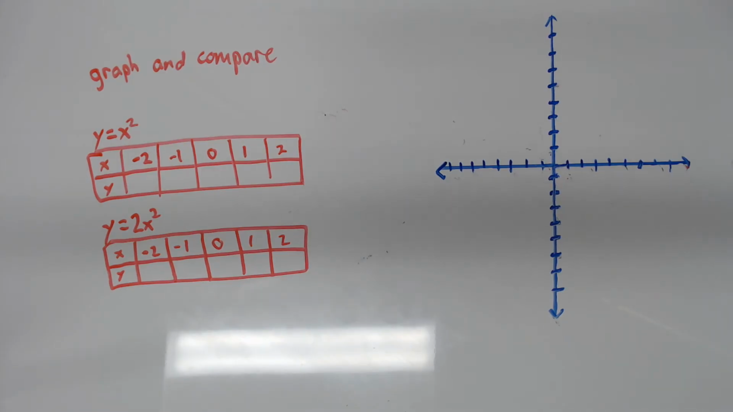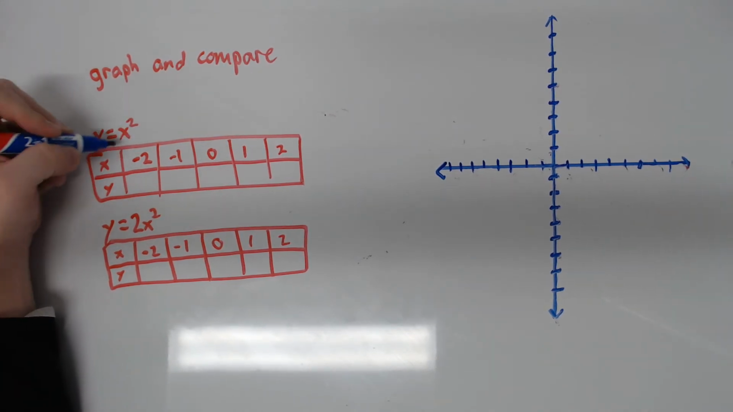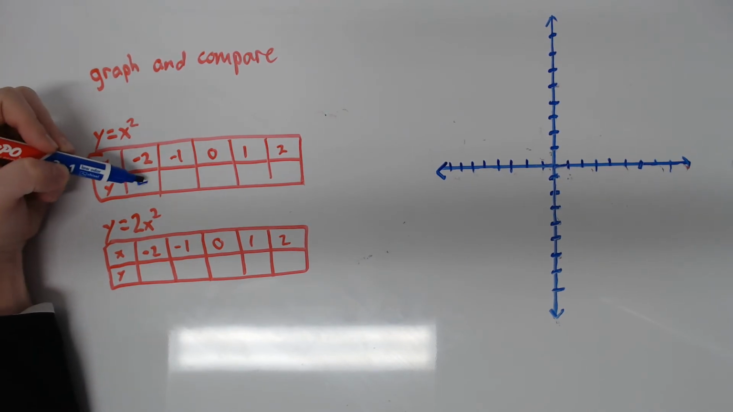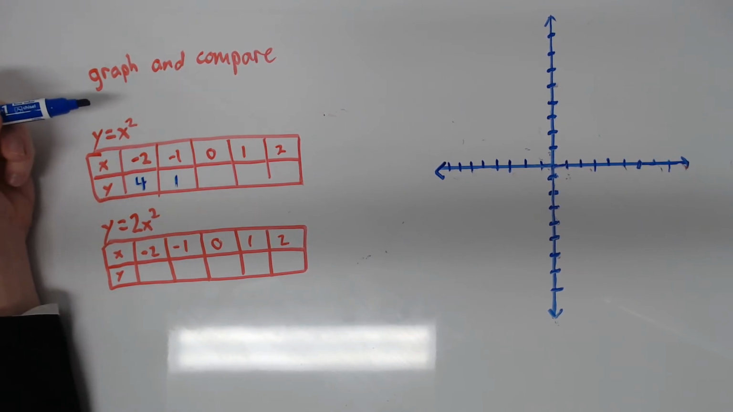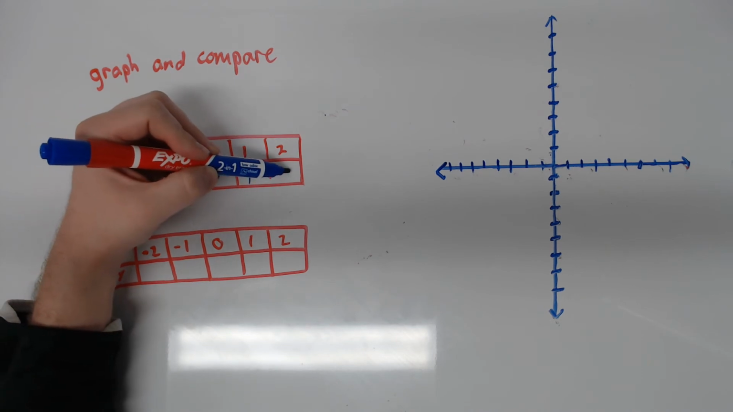Let's look at how we might break down and graph some of these types of functions. So our basic parent graph, y equals x squared, is just the number times itself. -2 times -2 is +4. -1 times -1 is +1. 0 times 0 is 0. 1 times 1 is 1. 2 times 2 is 4.